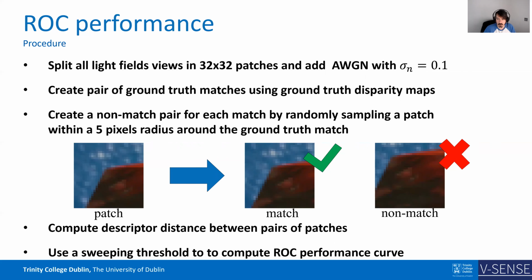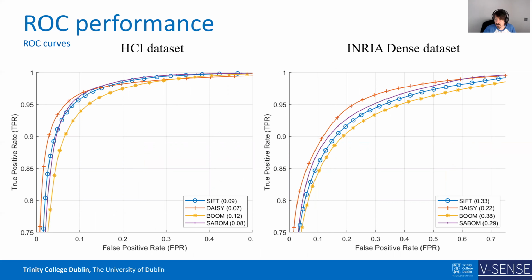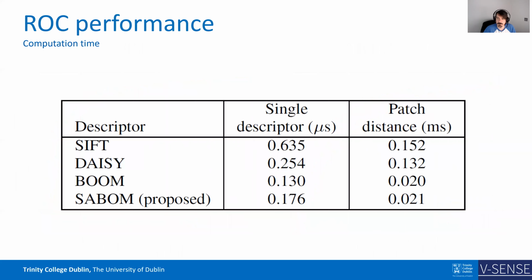In general, we can see that the DAISY descriptor has the best performance, and our SABOM descriptor is second best, followed by SIFT, and finally BOOM. So it's especially interesting to see that our proposed approach is outperforming the original Bloom descriptor, which confirms that it's interesting to use the angular gradient information for light fields.